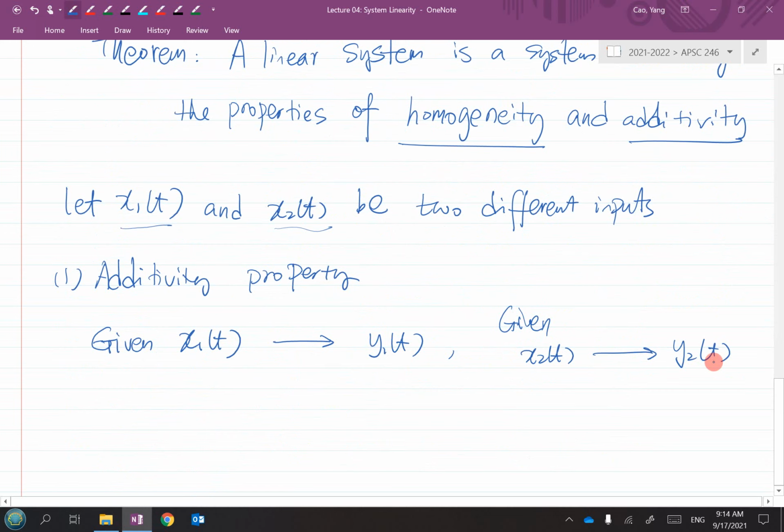One way or another, it's not up to you. As long as the system is given, you have this input, you have the output. You have another input, you have a different output. Good? So this essentially is like you have a cause number one, then you have an effect number one. If you have a cause number two, then you have an effect number two. So different cause, different effect.